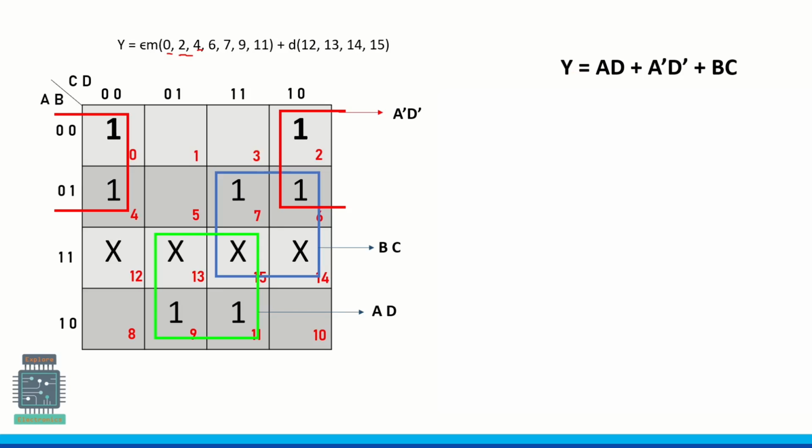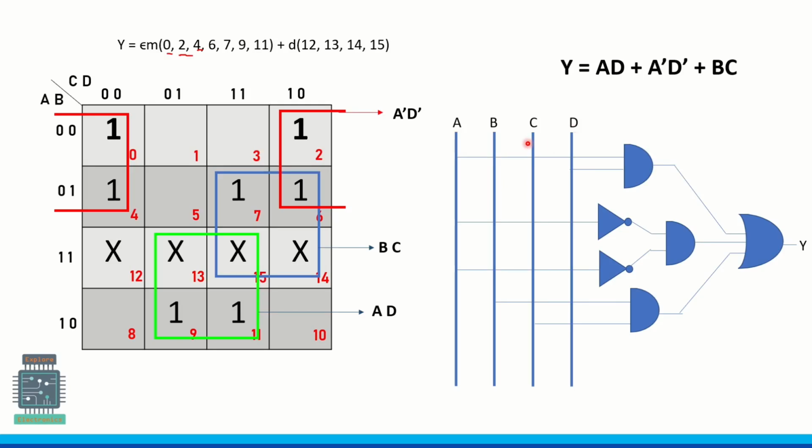Now we need to implement this using basic gates. So A, B, C, D is taken here. First, take A and D into one AND gate, it gives A into D. Then for A bar D bar, take A and put it into one NOT gate, it gives A bar. Similarly, we need to take D here. I made a mistake here, so this is a wrong connection. We need to take D from here. So this is D. It gives A bar here, and this gives D bar here. Now this is B and this is C. So now this becomes A into D, this is A bar into D bar, and this is B into C. Now put them into an OR gate. This is the OR gate, which gives the output Y.